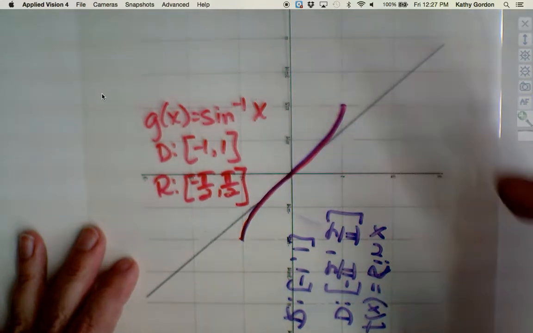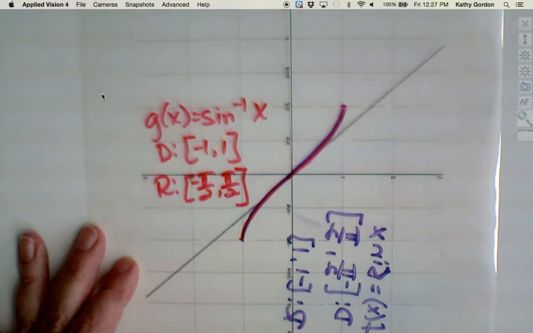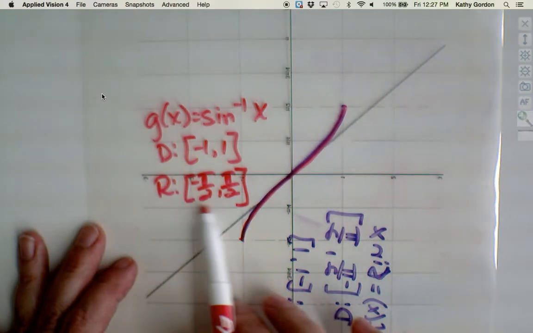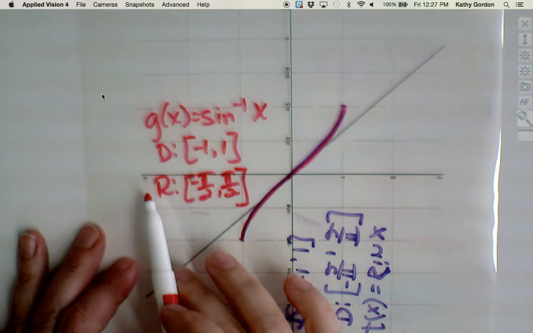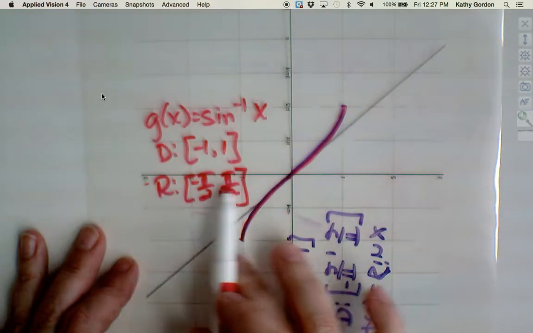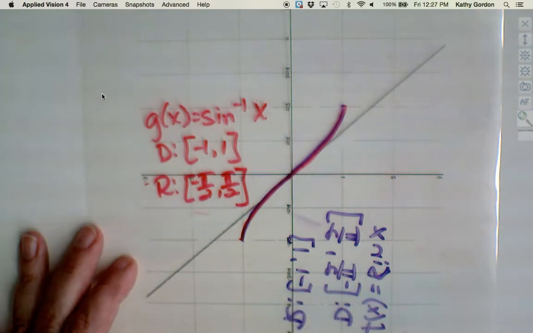Okay? So when I make this switch, notice now that the angles are the y-axis. The angles are the range. The angle measure is what I'm trying to find out. So my input now are these numbers, 1, 2, 3, negative 1, negative 2, negative 3.